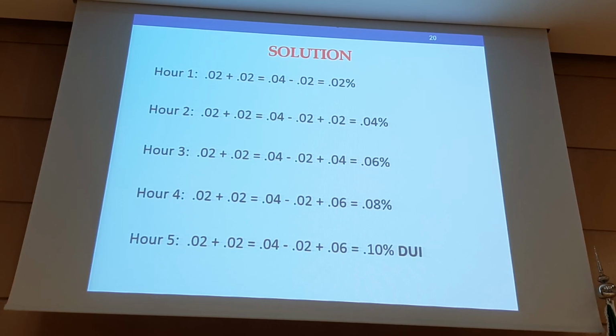So 5 per hour, he can't drive after 5 per hour? 0.08. So 4. 6, then he's intoxicated. Okay? Because if you look into the second hour, so we have 2 drinks, 0.04 minus our 0.02 per hour, but also we're starting with 0.02 from the first hour, so we end up with 0.04.